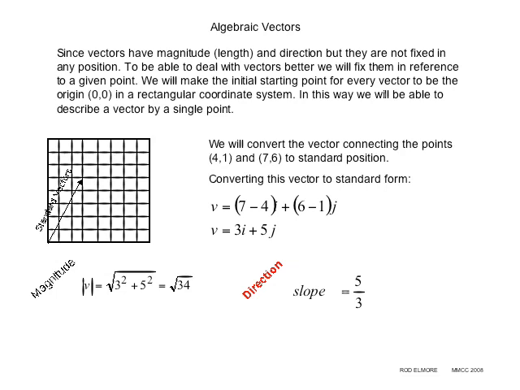Now we want to get the direction. The direction is the slope. So the slope of this vector is 5/3. So slope will give us direction. The length will give us the magnitude.